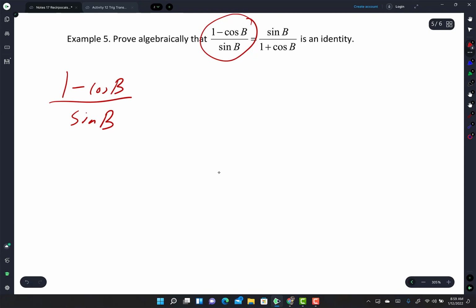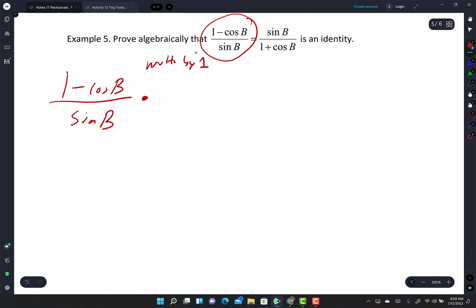So we just have this, 1 minus cosine b over sine b. It's only tough because, like we said, we don't have enough experience. But we will. So the thing to do, guys, is we got to be smart. We got to multiply this by a 1, but a smart 1.